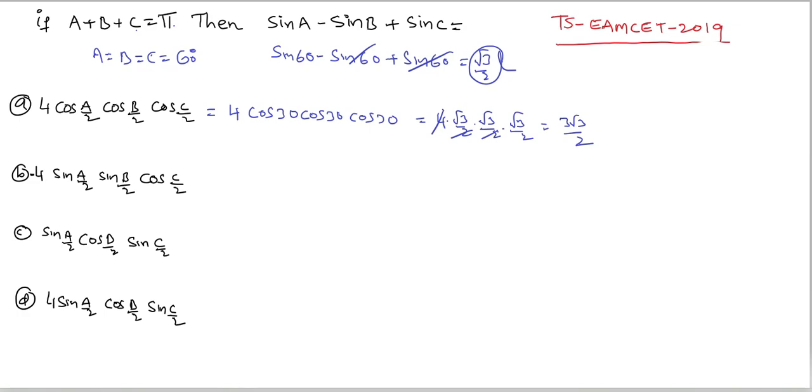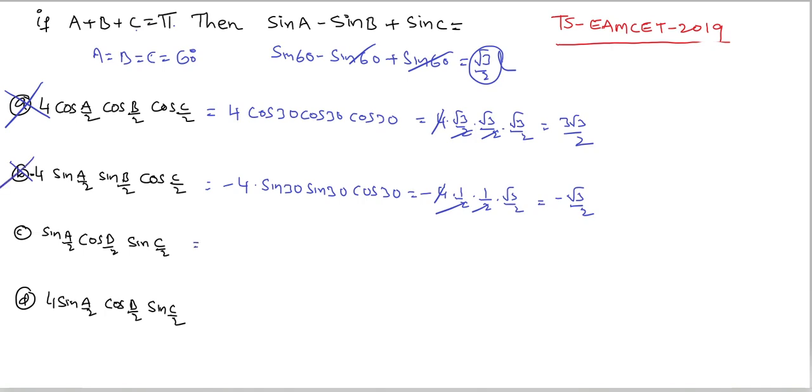So this is not equal to root 3 by 2. First option is wrong. And the second option, minus 4 sin A by 2, that is sin 30, cos 30. That is equal to minus 4 into sin 30, 1 by 2, sin 30, 1 by 2, cos 30, root 3 by 2. Here 2 into 2, 4 cancelled. That is equal to minus root 3 by 2. So this is not equal to root 3 by 2. Second option is also wrong.